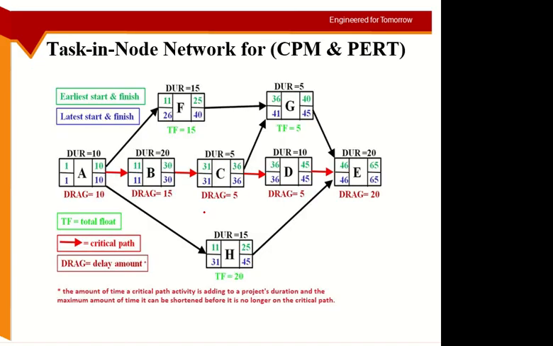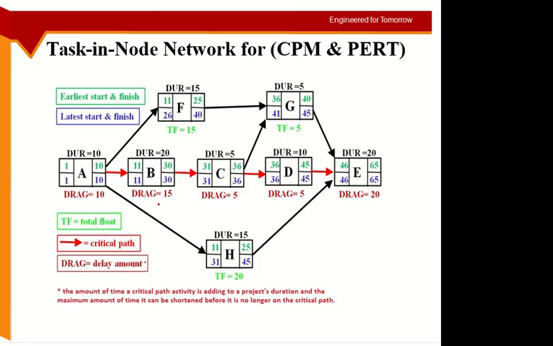On this one now you can see the term drag here. I told you earlier, drag is the amount of time you can compress an activity while it remains on the critical path. The critical path is the longest one. So how much can I compress an activity so that it is still the longest one in comparison to the parallel activities?